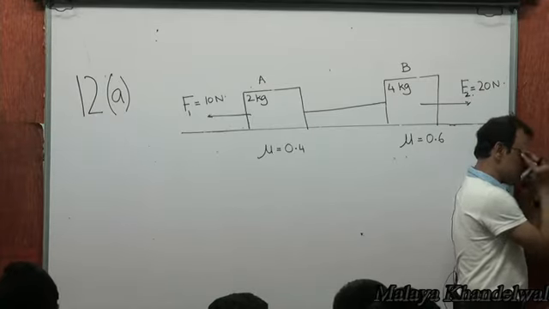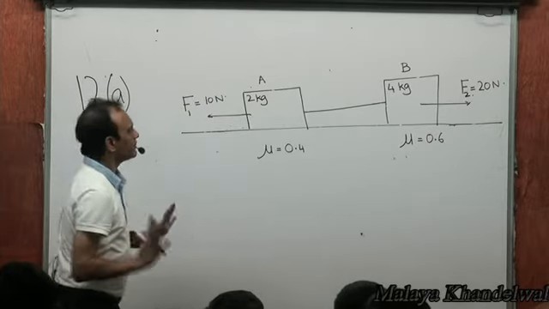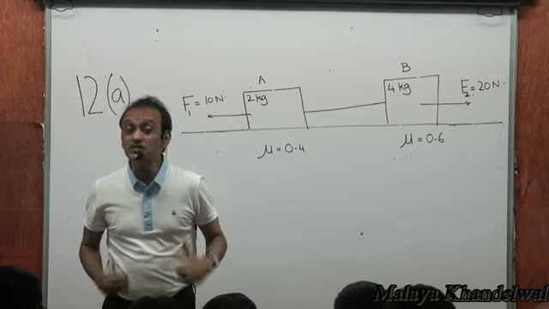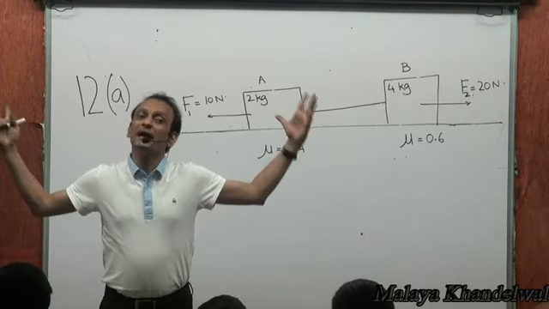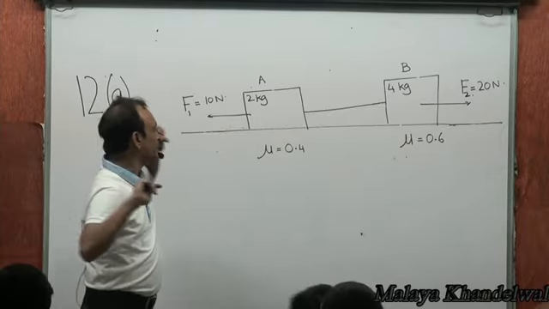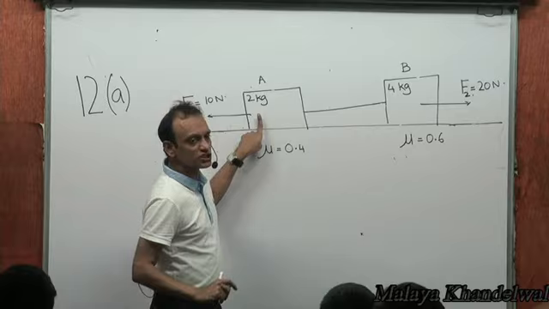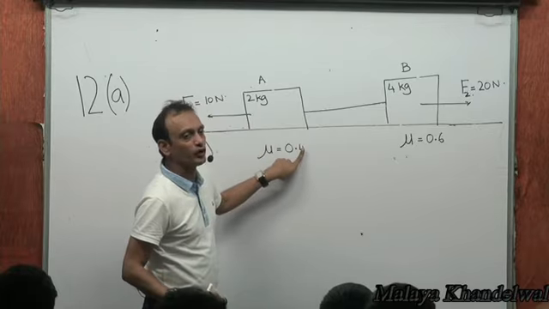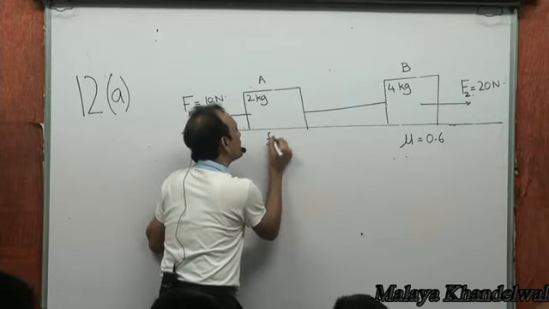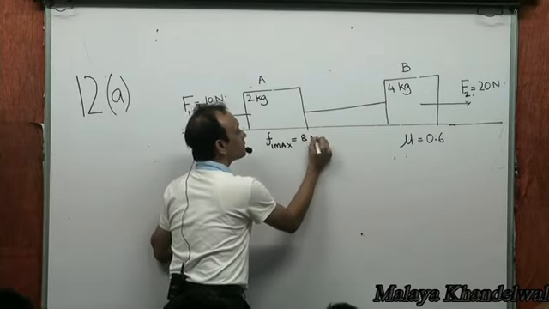Listen to me carefully. Simple thing, slightly conceptual though. In all these cases, first compute the maximum static friction, which is not necessarily the actual value of the friction, but the maximum that friction can give, for all pairs of surfaces. In this case, what is the maximum? There is 20 newtons downwards, so the normal reaction is 20 newtons upwards. So 20 into 0.4, which is 8 newtons.